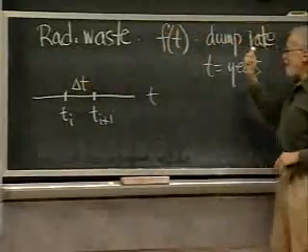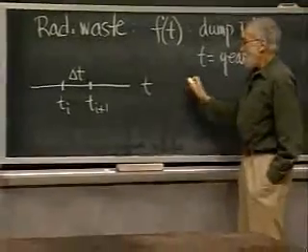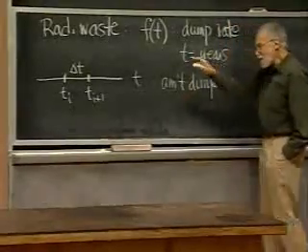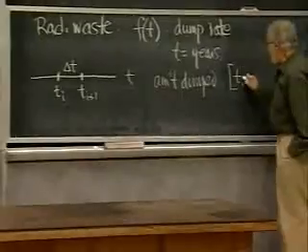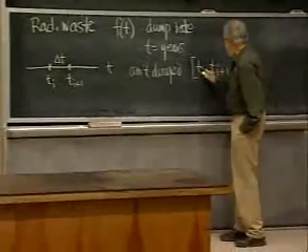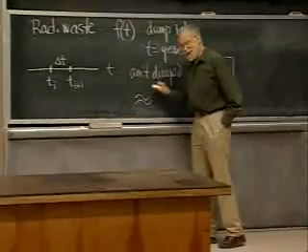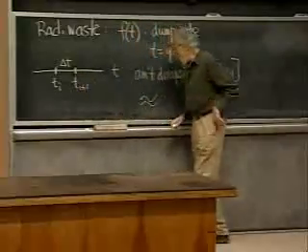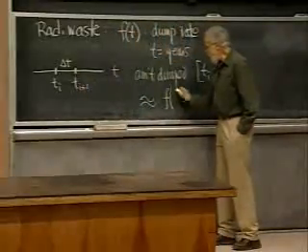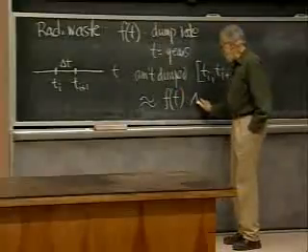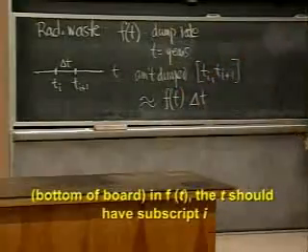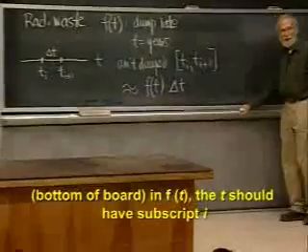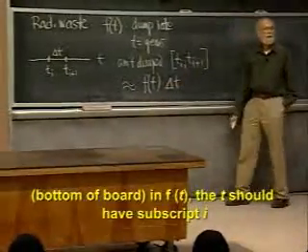To say the dumping rate is f of t means that the amount dumped in the time interval from t_i to t_{i+1} is approximately, not exactly, because the dumping rate isn't even constant within this time interval, but it's approximately the dumping rate times the time over which the dumping was taking place. That's what I mean by the dump rate. And it gets more and more accurate the smaller the time interval you take.